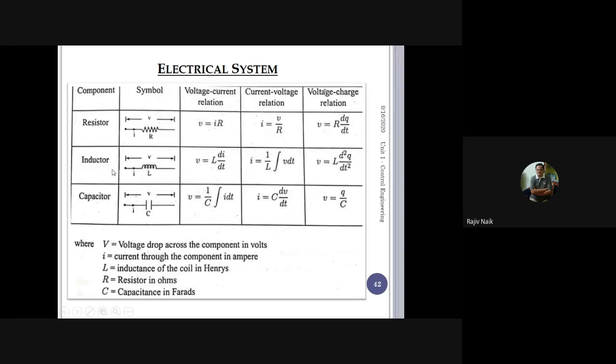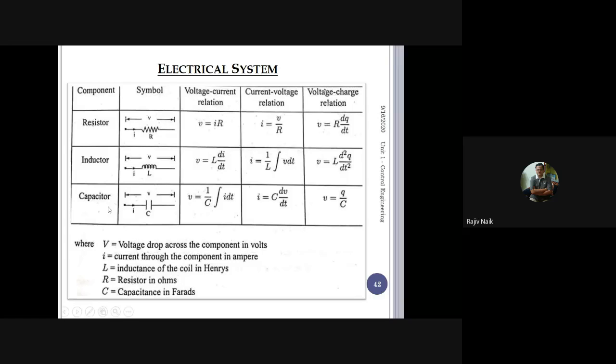Similarly, the voltage drop across inductor L is equal to L di by dt, or in terms of charge, L d square q by dt square. Or for current, this same equation is modified. It is 1 upon L integration of V dt.